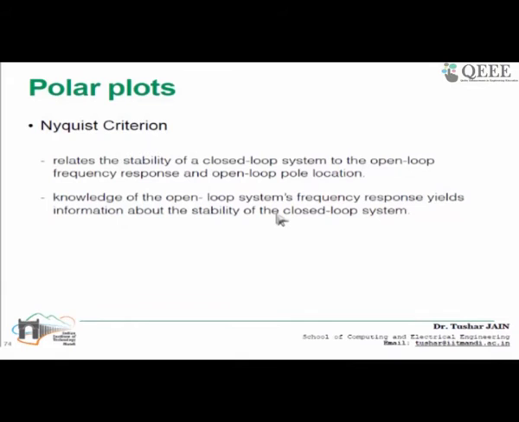Okay, so now next comes the polar plots. Well, conceptually it is much more difficult than the Bode plot, though here we draw the plot as well, but the idea from where it appears, the Nyquist criteria, is a bit complex. Basically, it comes from the complex variable analysis. So we're going to see now. Okay, so what it does, it relates the stability of the closed system to the open loop frequency response and the open loop pole location. We'll see this point in detail. The knowledge of the open loop system frequency response yields information about the stability of the closed loop system.